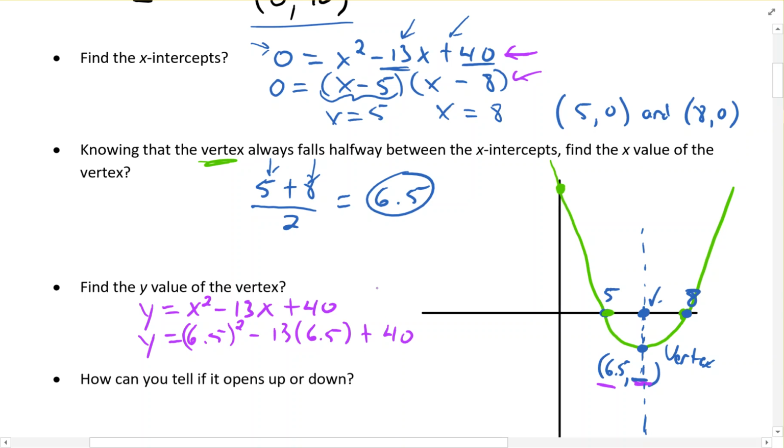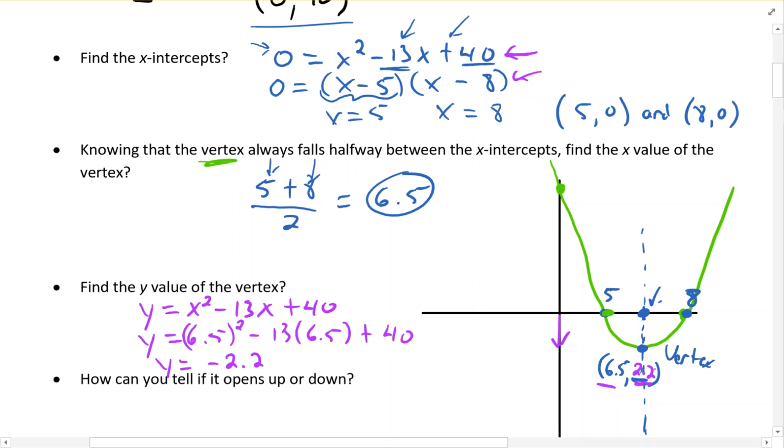Anyway, if you put that in your calculator, you get y is equal to negative 2.25, which makes sense, right? I'd expect it to be below the x-axis here, because this is kind of what we thought it would be. Let's go back there. Okay, so I now know that the vertex point here would be (6.5, -2.25).